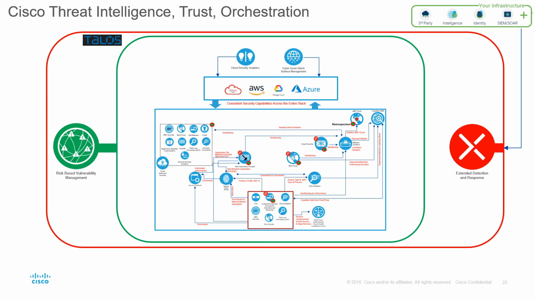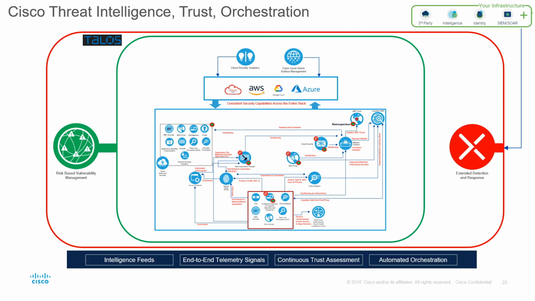So that's all powered by Talos, but we also have intelligence feeds. You've got end-to-end telemetry signals, continuous trust assessment. So you don't want to trust anything at one point and that's it. You want to continually reevaluate it. And then you need automated orchestration capabilities. So you've got this nice architecture now starting to come together. And again, this is just a snippet of some of the potential capabilities. It's not everything. I don't have enough time.